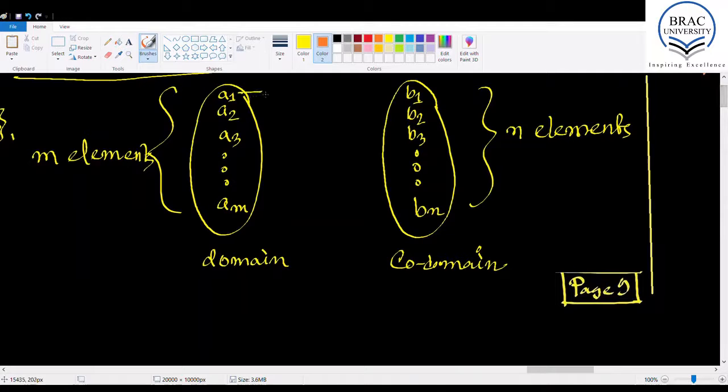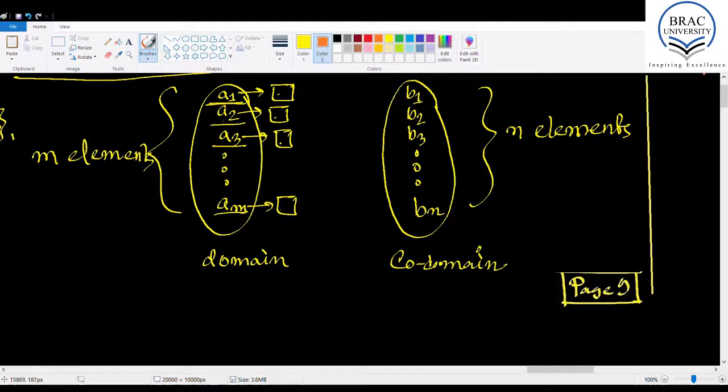So let's assign a box corresponding to each of the elements of the domain. Why did we assign these boxes here? Because we will fill up these boxes with the image of the corresponding elements. So we will put the image of a1 in this box. We'll put the image of a2 in this box. Okay, so now how many possible options, or how many possible images, can there be for a1?